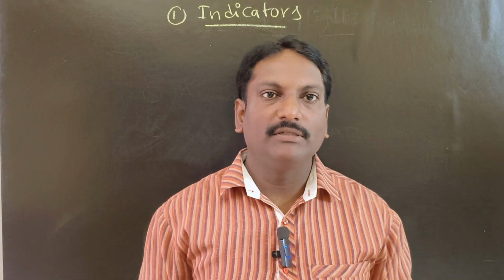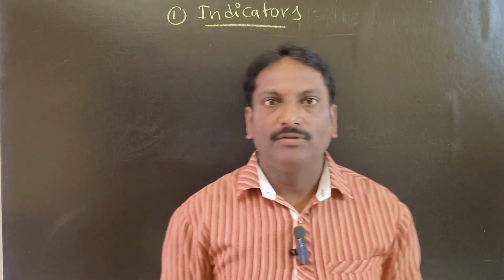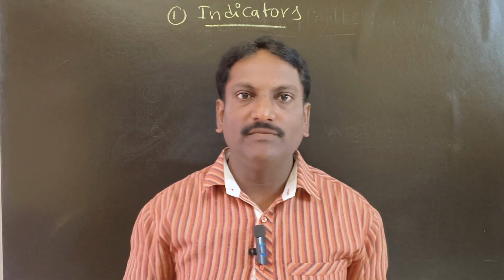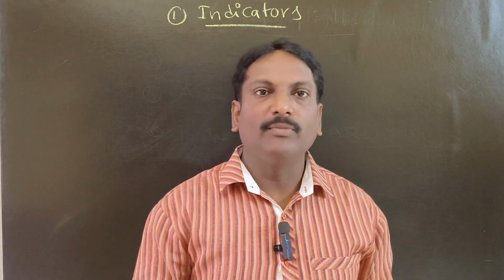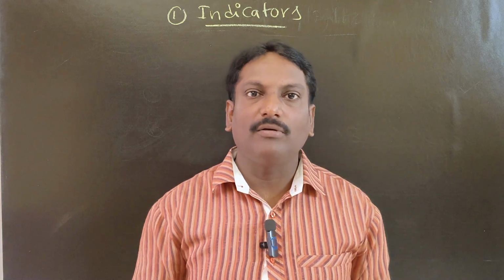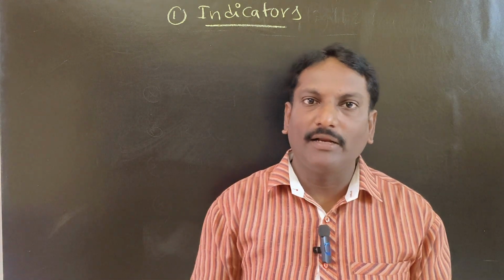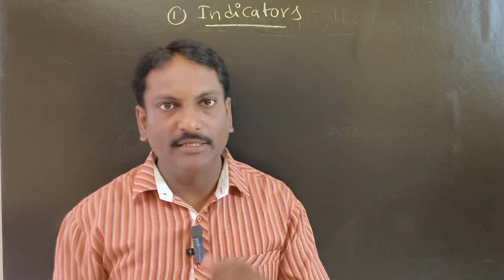So we are going to discuss chapter number 2, topic number 1, that is indicators. If you want to know the indicators in detail, first of all you have to know what is meant by acid and what is meant by base. So let us have a talk on acids and bases introduction. After that let us have a talk regarding indicators. Get ready students.